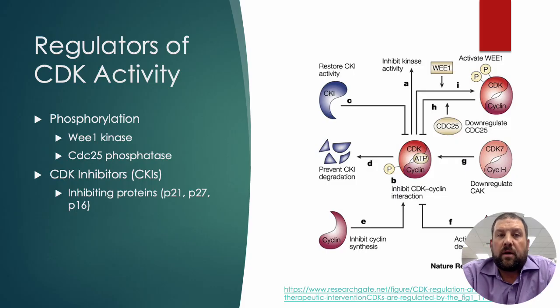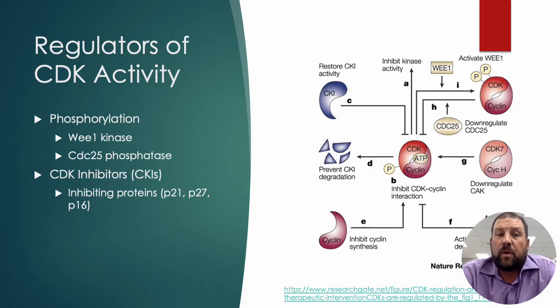Another layer of control comes from CDK inhibitors, or CKIs. These are proteins that bind directly to cyclin CDK complexes and block their activity. Unlike Wee1 or CDC25, which use phosphorylation, CKIs act more like a physical barrier that prevents the CDK from working. CKIs are especially important in slowing down the cycle when DNA is damaged, giving the cell time to repair before dividing. Some well-known inhibiting proteins include P21, P27, and P16.